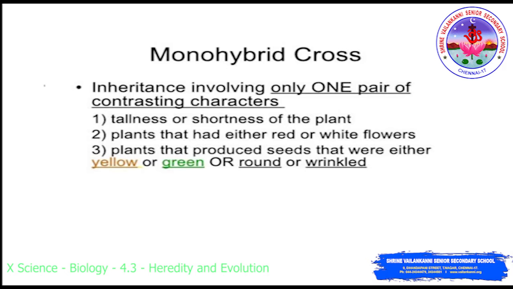What are the steps involved in doing a monohybrid cross? This we are going to discuss today. A monohybrid cross is an inheritance involving only one pair of contrasting characters, like tallness or shortness of a plant, either red or white flowers, or plants that produce seeds that are either yellow or green, or round or wrinkled. These are the pairs we choose as the contrasting character to conduct a monohybrid cross.